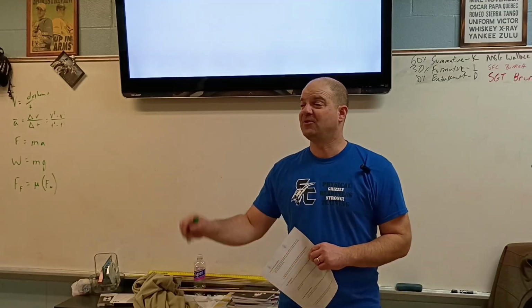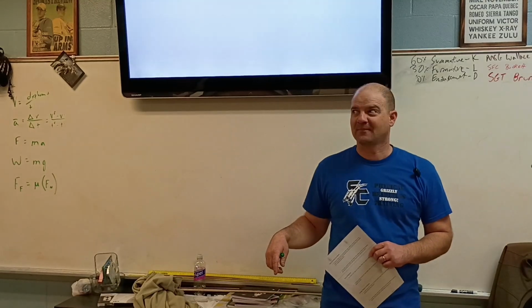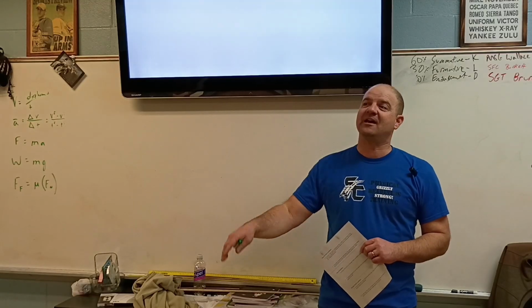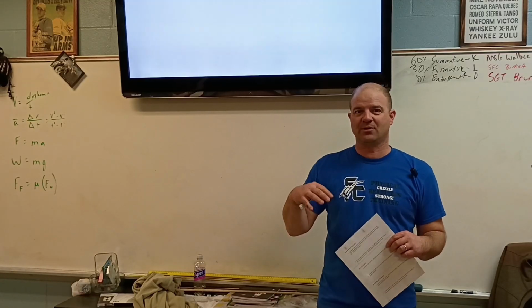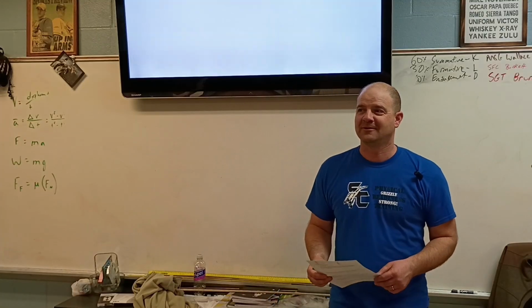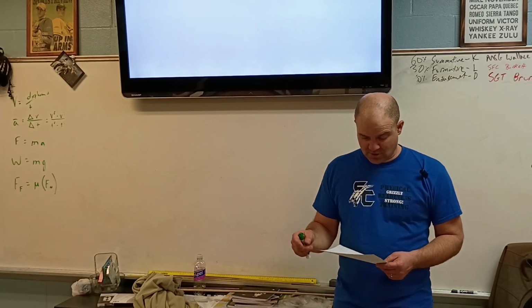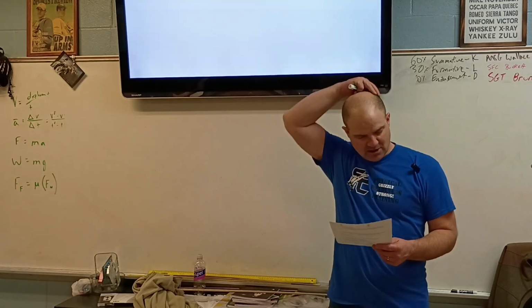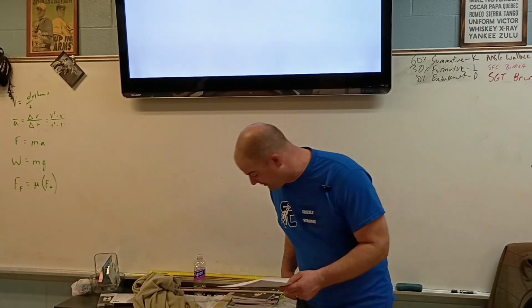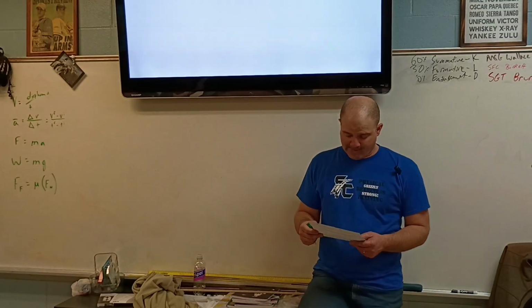But if the scale is calibrated to one part of the Earth and you move it to another part, your weight might be either more or less, depending on how the scale is calibrated. Okay, does that answer? Okay, so number 3 says an astronaut has 70 kilograms of mass.